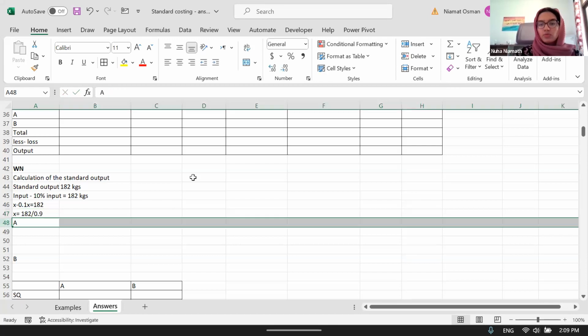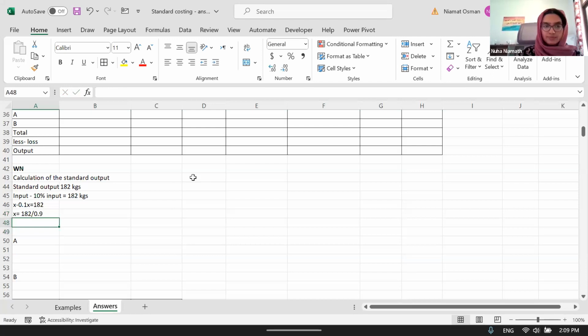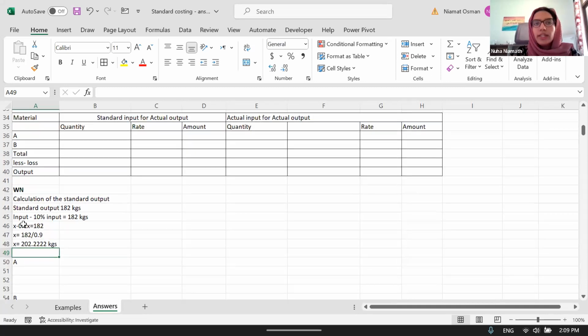What is that? 202 point. Got it? Perfect. Yes, just now. That's correct. So we have found the total input by adding that 10% loss. Because the question says 10% gets lost and then you get the output, right? So this 182 kgs is after the 10% loss. So we're adding up that 10% loss and we get 202.22 kgs. Any questions? Any doubts here?